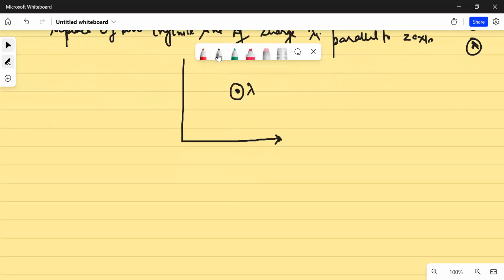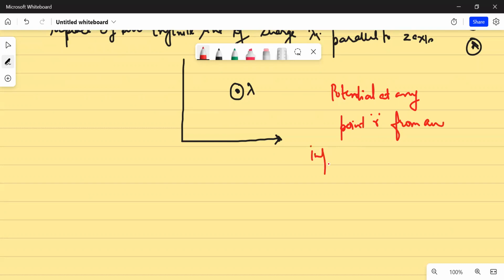because of this lambda you will have another, चलो वो तो बाद में देखेंगे, पहले काम करते हैं, let us first find the potential at any point r from an infinite line of charge.